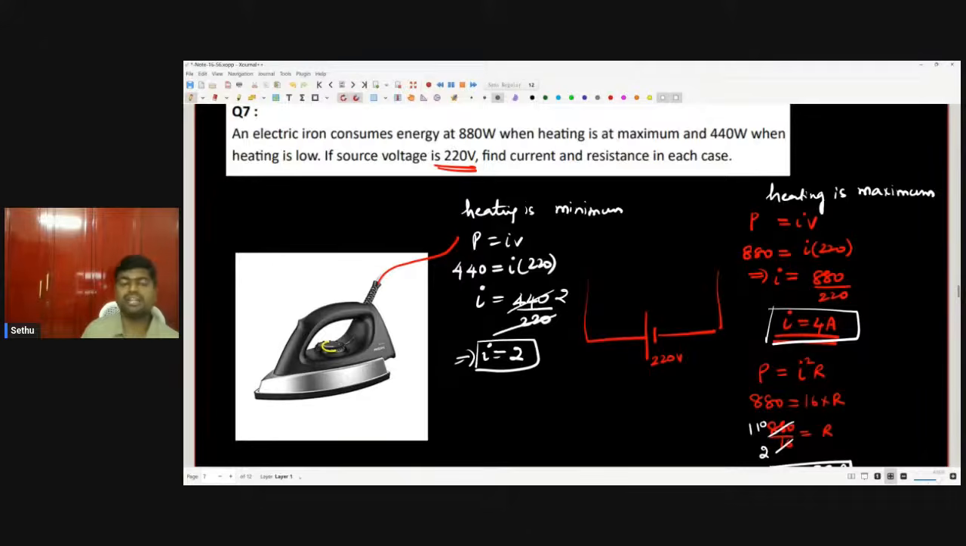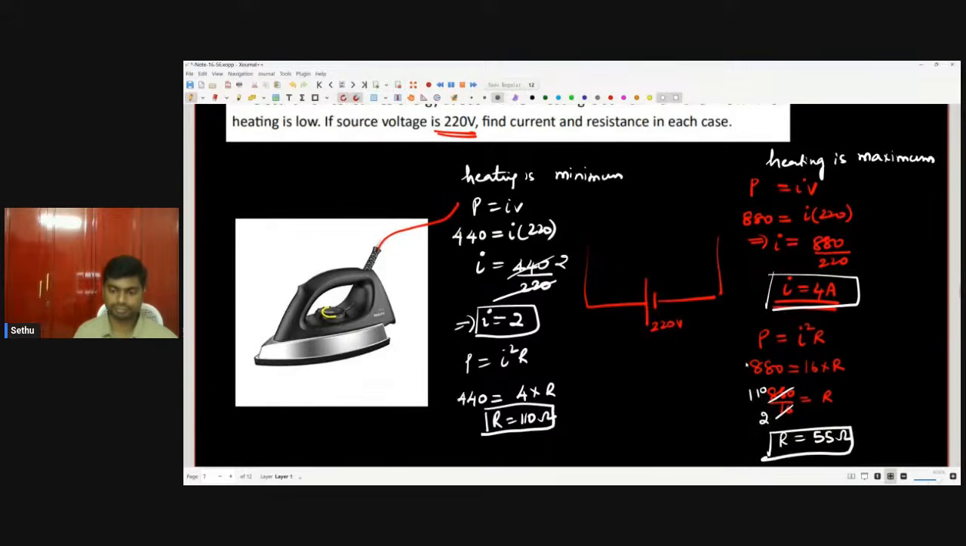Now once you figure out that I is equal to 2, you also know that power is equal to I square R. So this is 440 must be equal to 2 square, 4, into R. So 440 by 4, R must be equal to 110. R must be equal to 110 ohms. Make a note of this. This would be the right answer to this question.